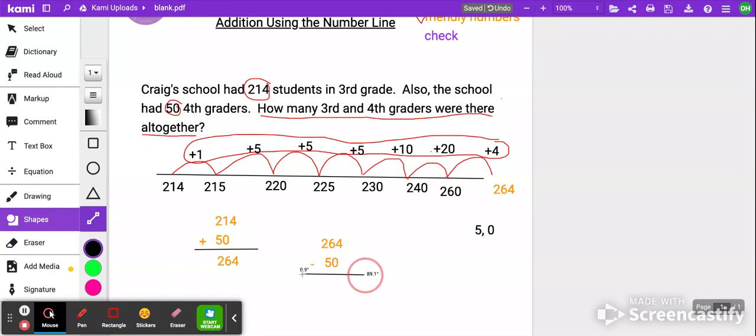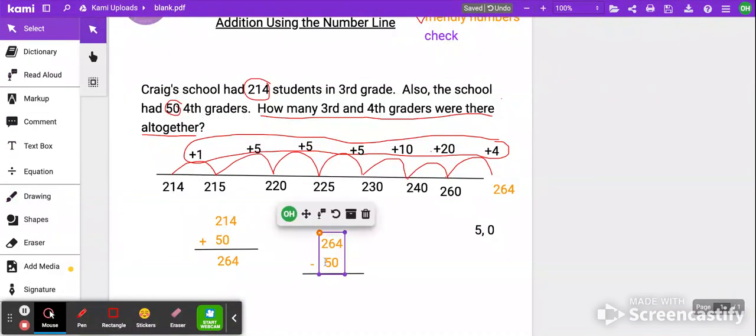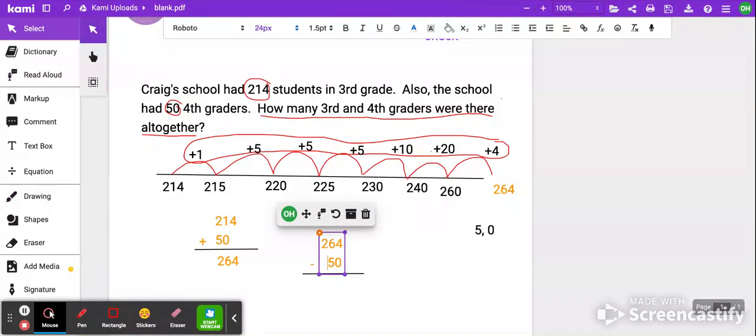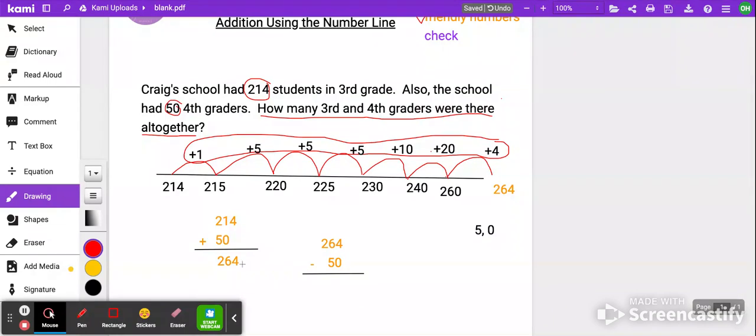And now if we go ahead and subtract, let me go through this. If we have 264 and we subtract 50, and I'm going to draw this line to make it clearer to see. We have 264 and then we subtract 50. We should come up with 214. And if we do, we've done it correctly. So let's go ahead and do that.